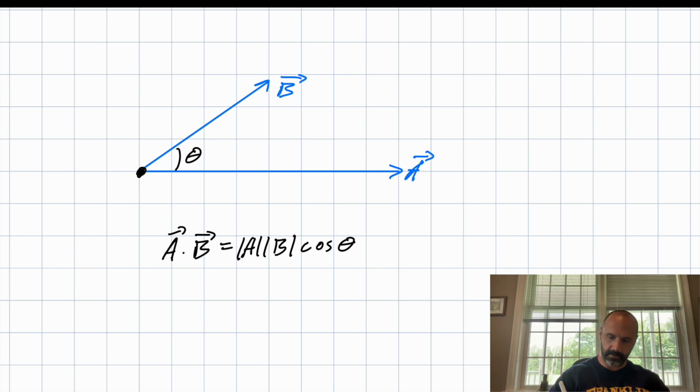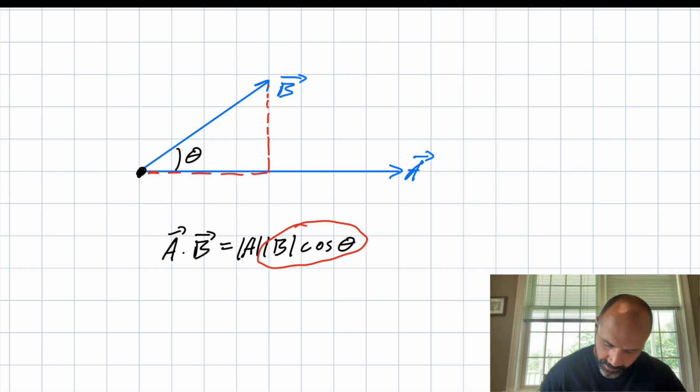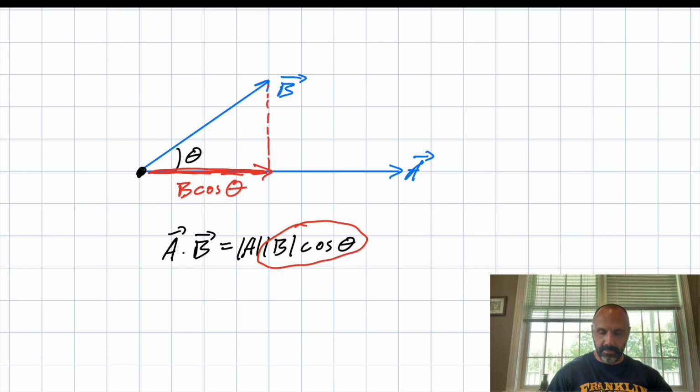So conceptually, look at it this way. B cosine theta, what are we doing here? We're taking B, treating it like a right triangle. And then this new thing here at the bottom would be B cosine of theta, because B is the magnitude of the whole hypotenuse. And so what we're doing is imagining that we're projecting one vector onto the other.